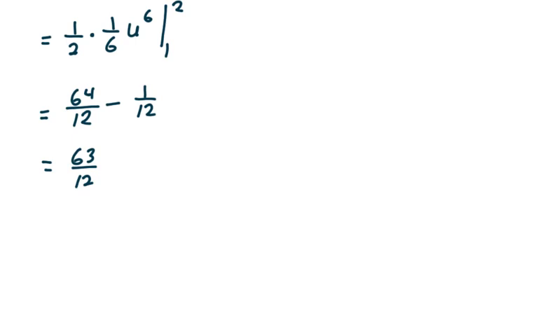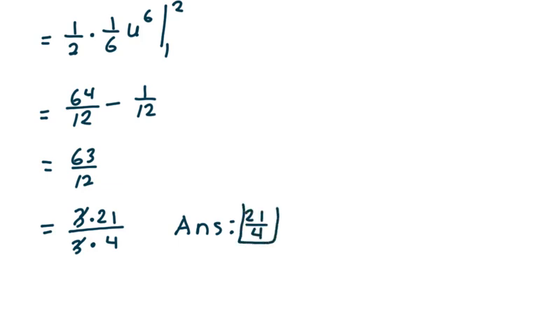But remember, this can be written as the following. This is 3 times 21 divided by 3 times 4. 3's cancel. And the correct answer here to problem number 5 is 21 over 4. And again, that's problem number 5. So let's take a look at problem 6.